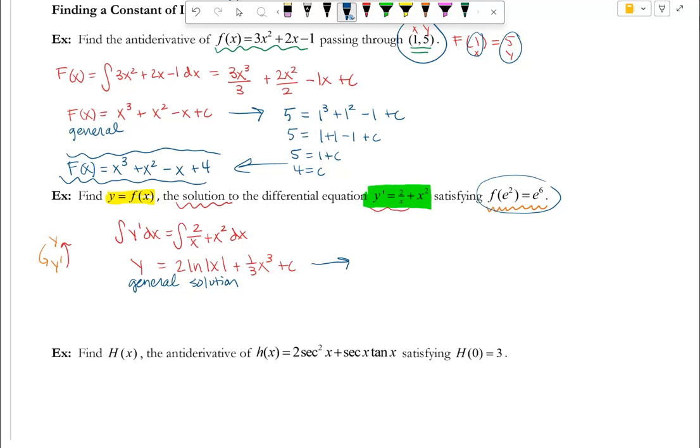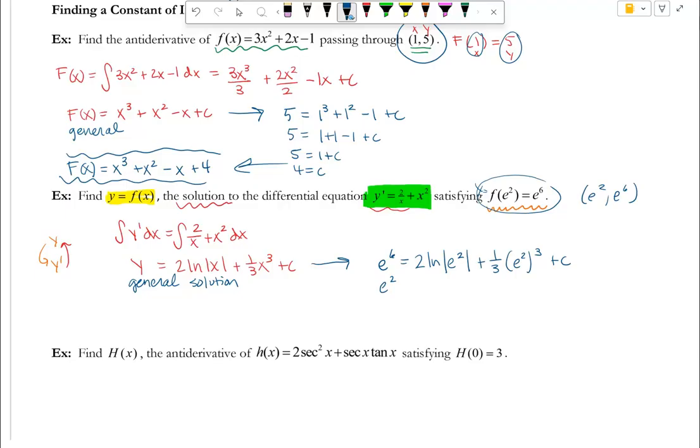Since y is f of x, I need to plug in e squared for x, and my output should be e to the 6th power. This is the ordered pair that should be on my solution curve. So I know e to the 6th should be equal to 2 times the natural log of the absolute value of e squared plus 1/3 e squared cubed plus c.